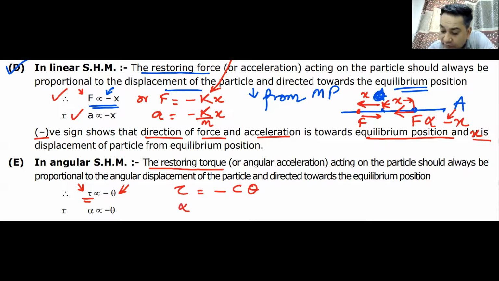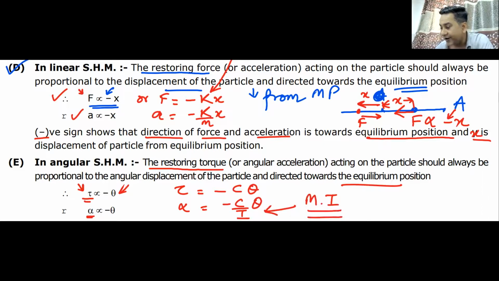There it was acceleration, directly proportional to minus x. Here it is angular acceleration directly proportional to minus theta, where theta is the angular displacement. Minus sign indicates that it is towards the equilibrium position. So I can write it as minus c by I into theta. C is the torsional constant. And what is this I? This is moment of inertia. Do we remember moment of inertia? Mr square, ml square. Do we remember this? Yes, sir.